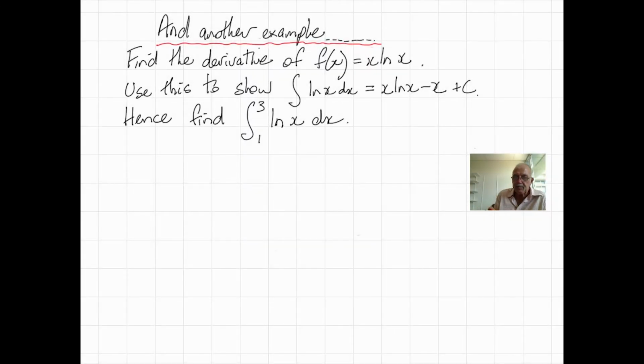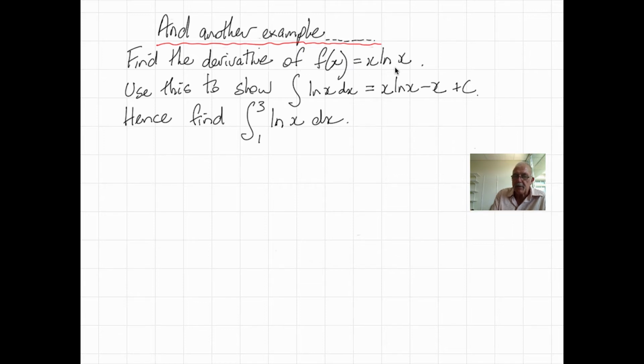The question asks us to find the derivative of a function and then use that to show that the integral is equal to that function, and hence we can find the definite integral. So basically it's reinforcing the idea that when we find the integral, we're actually finding what's called the antiderivative. So the function that we actually have to differentiate to get ln x. So let's have a look.